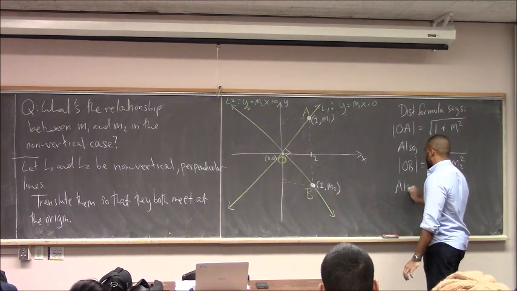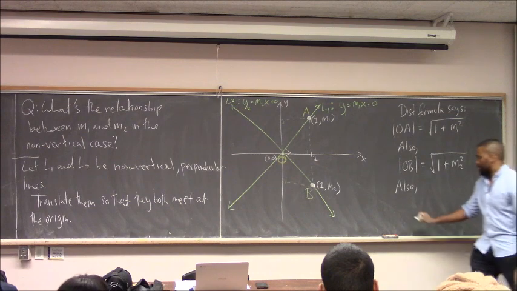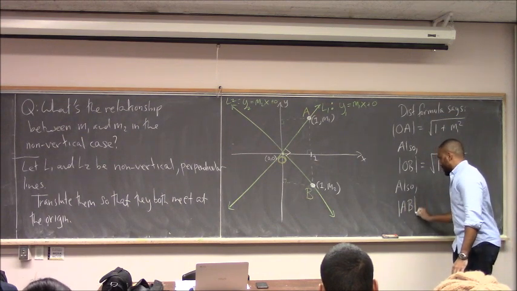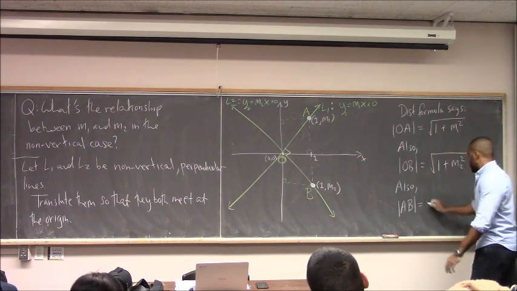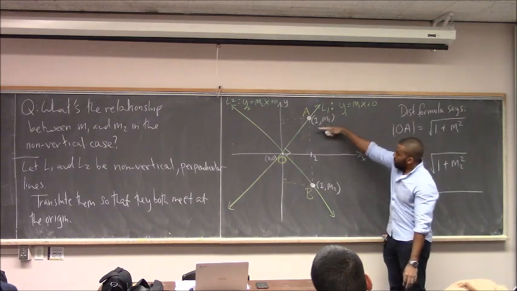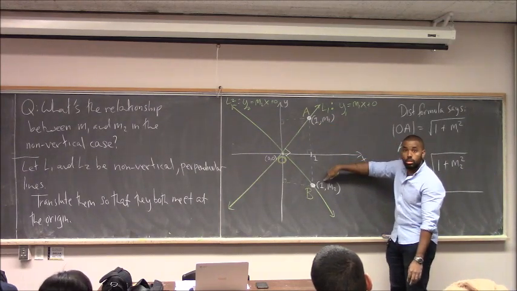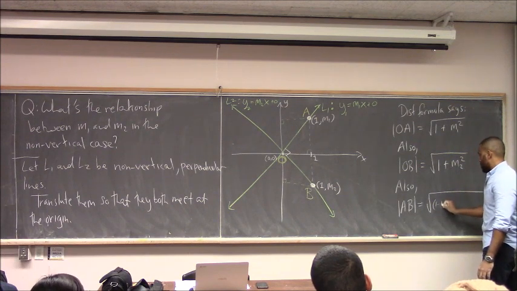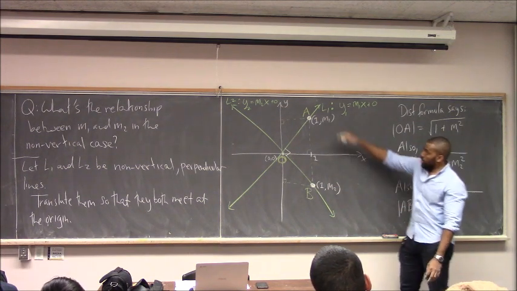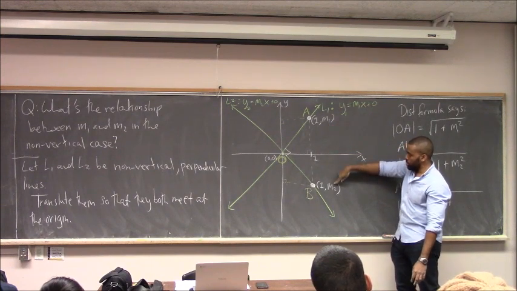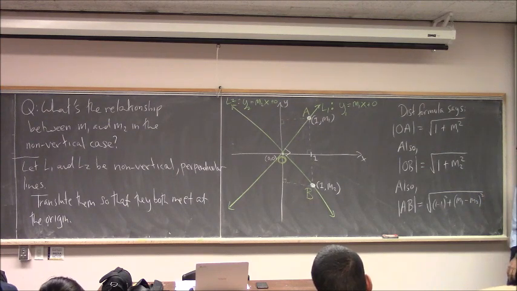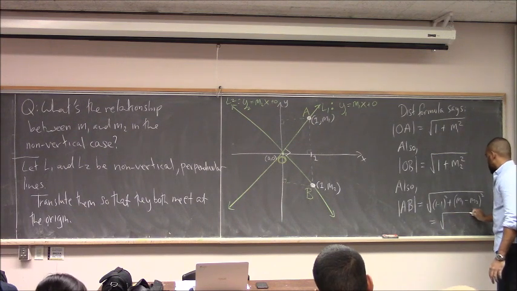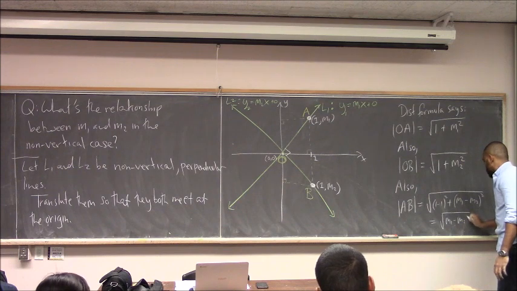Also, you're going to see what I'm going to do soon. What would be the length of AB? Same idea, right? x2 minus x1, that's 1 minus minus 1 squared, plus y2 minus y1. It doesn't matter which way I go. So this just becomes m1 minus m2 squared.